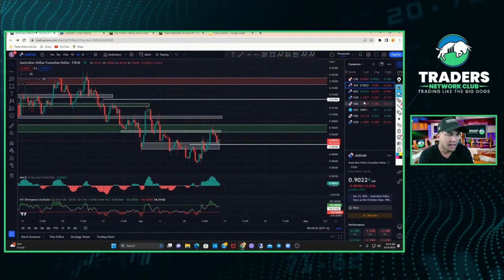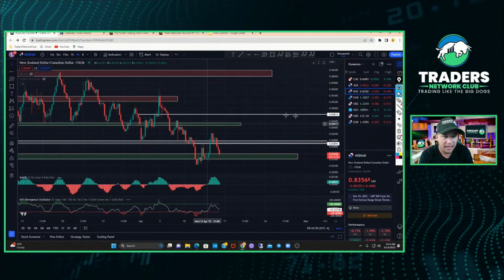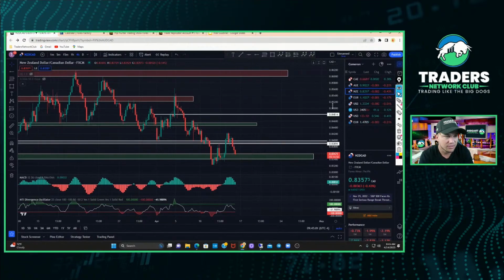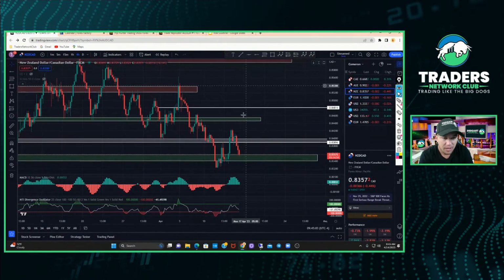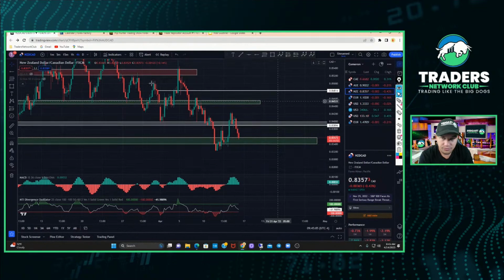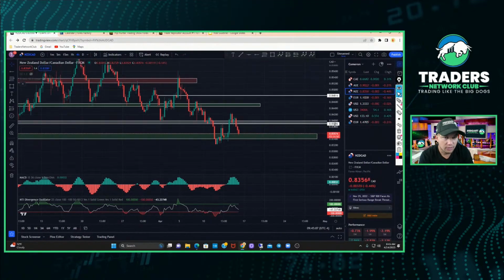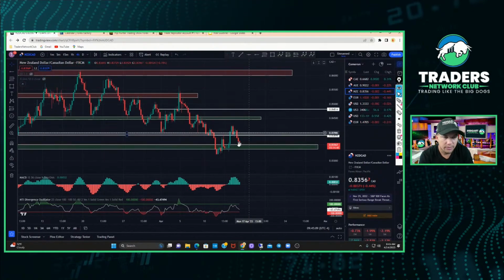Okay. Now let's take a look at the New Zealand CAD. I like to look at the New Zealand CAD and the Aussie CAD as well because they're both trading against the Canadian dollar. All right. Here we go in the 4 hour, looking at the longer time frame here, the bigger time frame.